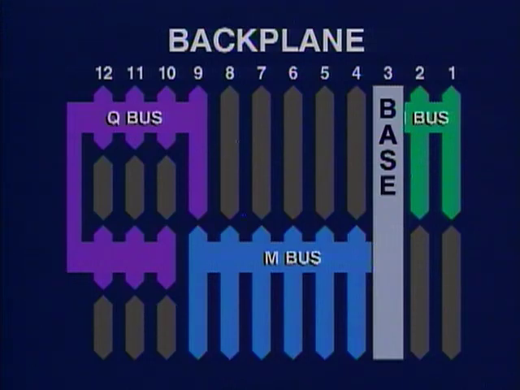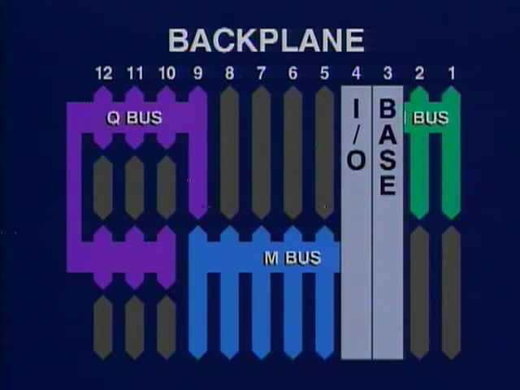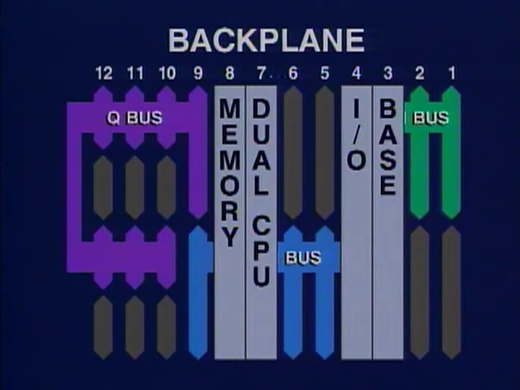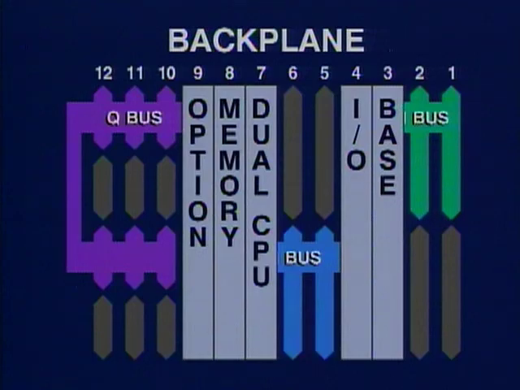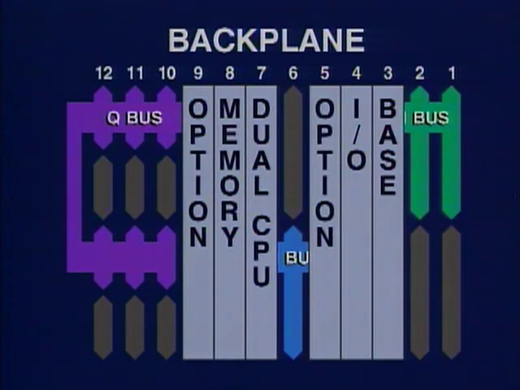Considering the M-bus arbitration scheme, there is no advantage or reason to place modules in a certain order. However, the I/O board is usually installed in slot 4. The CPU and memory modules in a base system are usually installed in slots 7 and 8 respectively. This provides a load for the second or left power supply. When adding options to an existing system, always try to balance the load between the two power supplies.